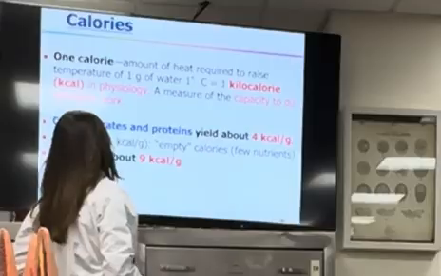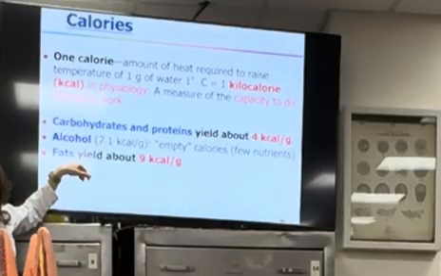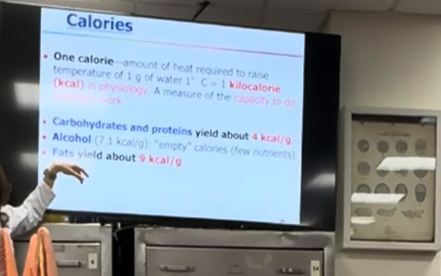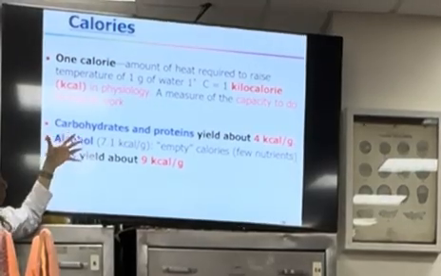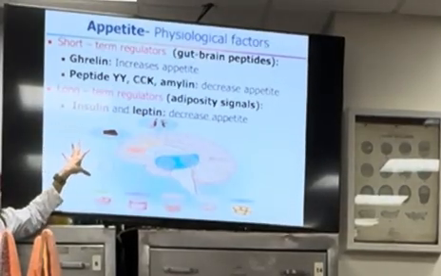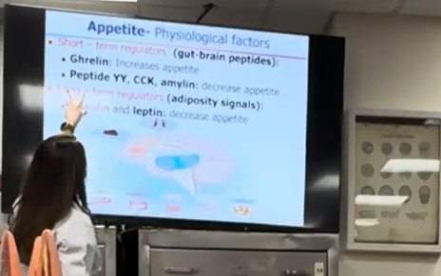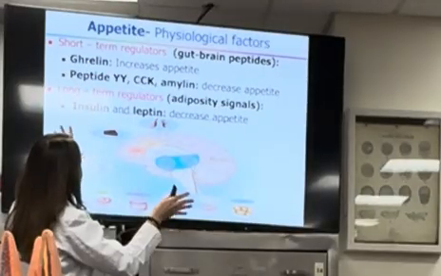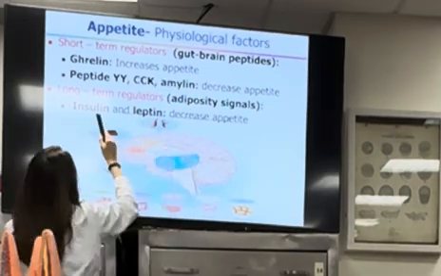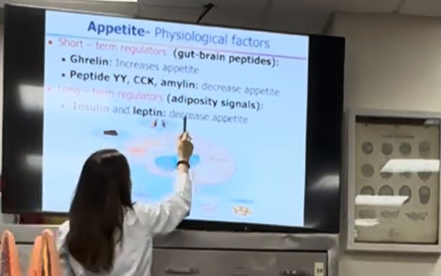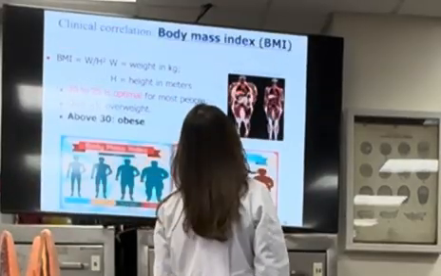Okay, and the type of nutrient that yields the highest amount of calories is lipids. About 9 kilocalories, whereas carbohydrates and proteins only 4. We already talked about ghrelin and peptide YY, but out of all this list, I want you to remember ghrelin, that increases appetite. I want you to remember leptin, that decreases appetite. So just stick to those two for your exam.